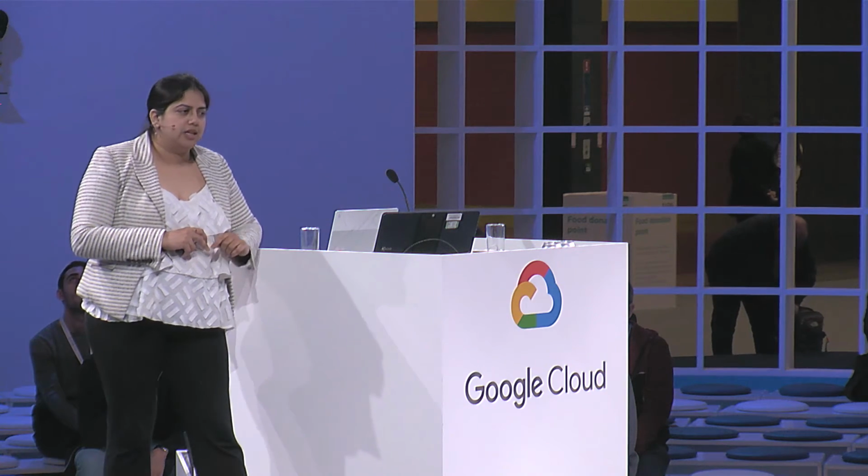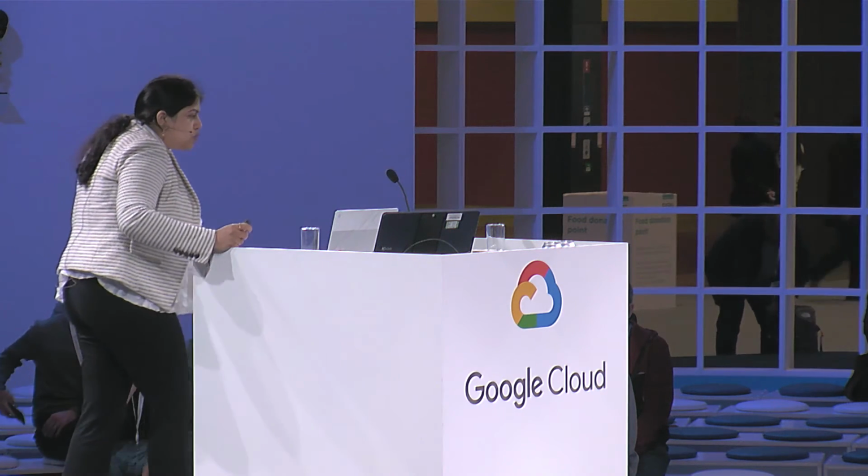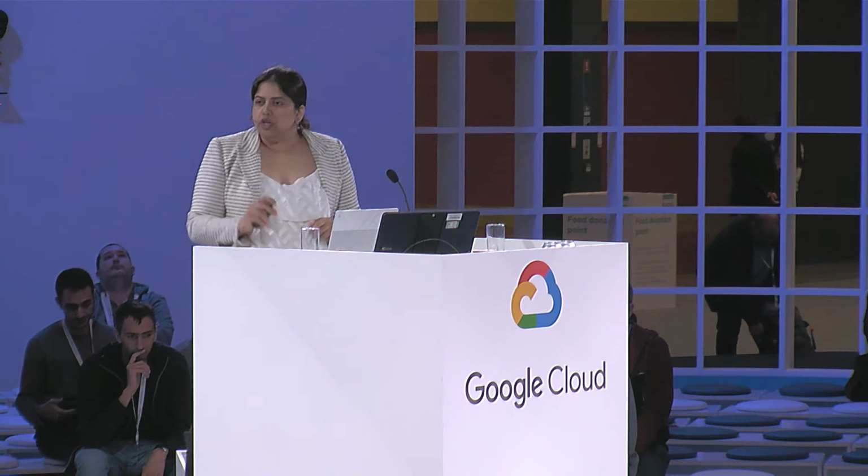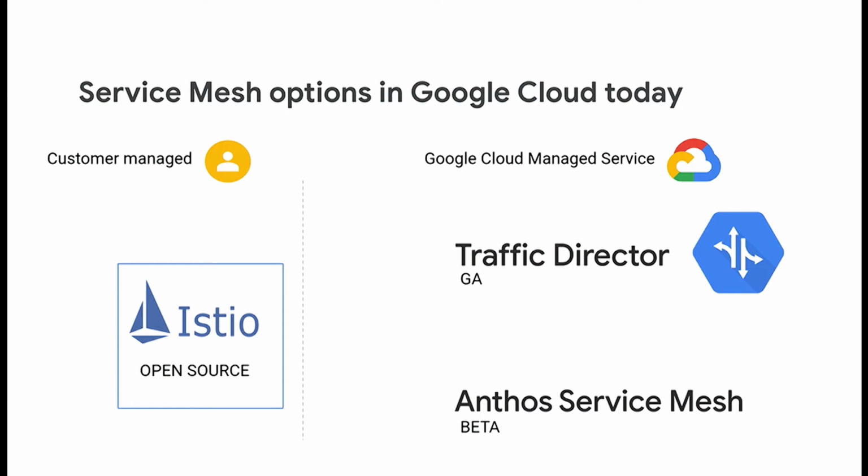So what are the three popular service mesh options we see in Google Cloud? The first one is open source Istio. How many of you here are familiar with open source Istio? Okay, that's a big chunk of people. Then there are actually two offerings from Google Cloud, which are managed by Google. One of them is Traffic Director, and the other one is Anthos Service Mesh. And we'll talk about these in the next few slides.